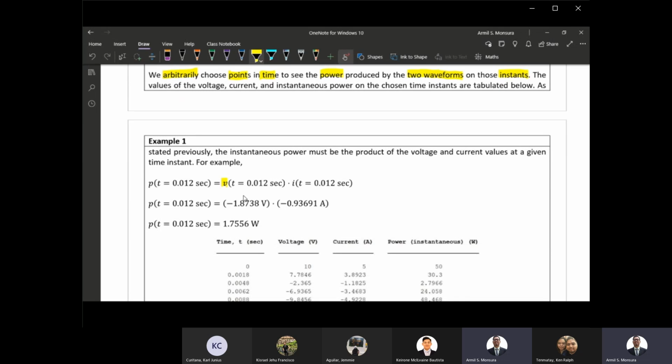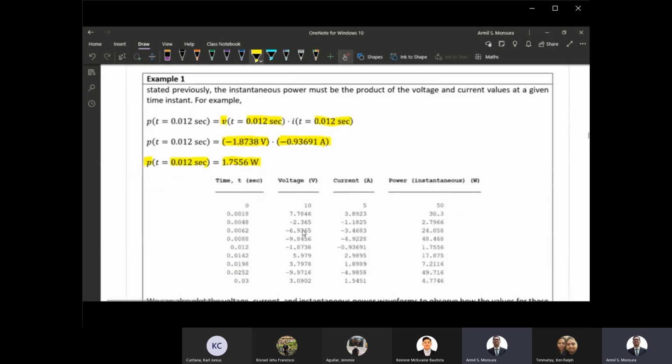your voltage waveform would produce negative 1.8738 volts at time instant of 0.012 second. Okay, at that same time instant, the value of your current waveform would have a value of negative 0.93691 ampere. Okay? So, yung product na yun, ito, tsaka ito, gives you the instantaneous power of 1.7556 watts, okay, at the time instant of 0.012 second.